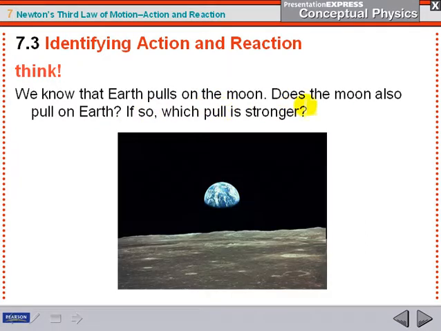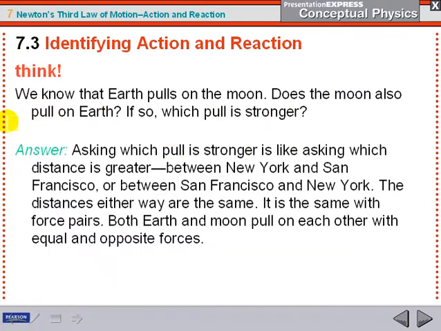We know that the earth pulls on the moon. Does the moon also pull on the earth? If so, which pull is stronger? The pull is similar. The analogy they make here is interesting.